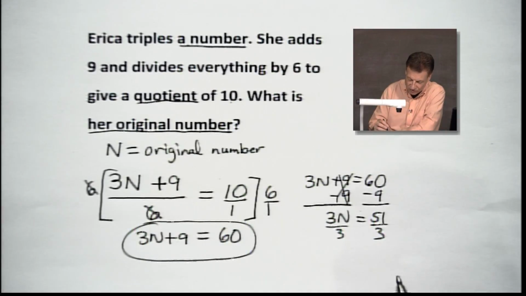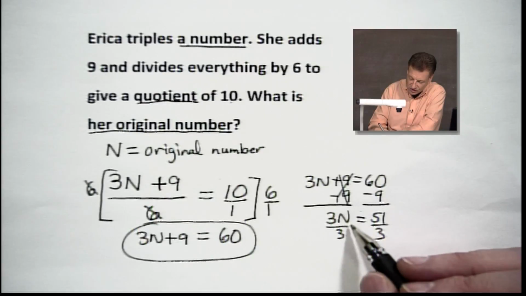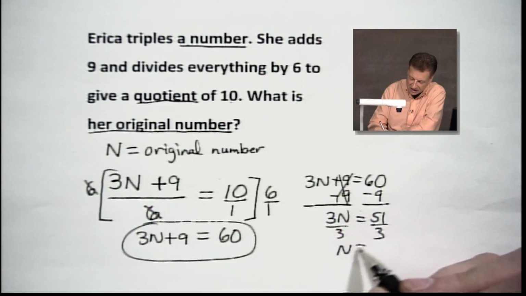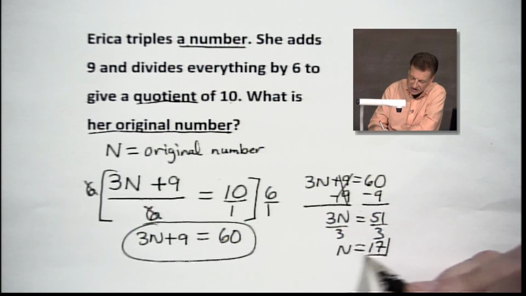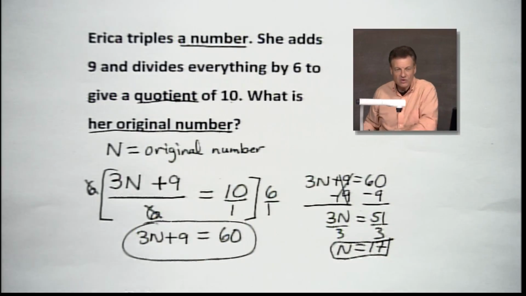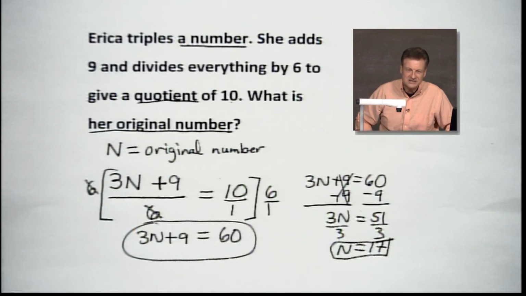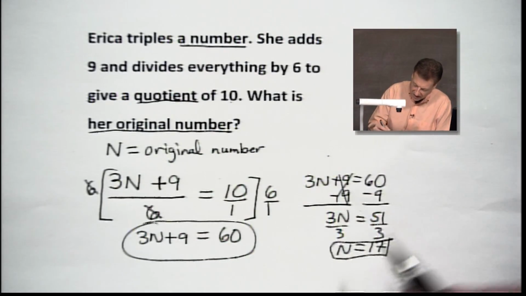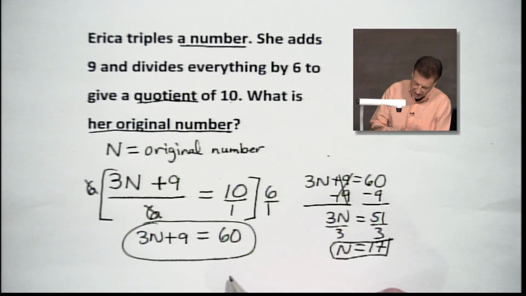What does it do for us? Well, it looks like we're going to get n equaling 17. That goes in there evenly. Now, the question is, and you know me, we always like to check and see what's going on. So let's start with our little number 17. We're going to triple it. I'm running out of room. Let's see. I'll put it right down here.